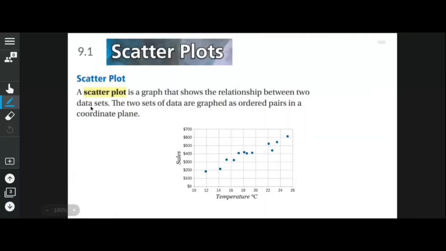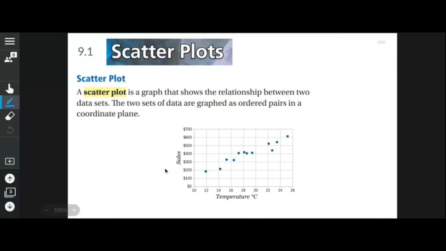A scatter plot is a graph that shows the relationship between two data sets. And those data sets are over here and over here. It's bimodal, not biowner, bimodal. There's two different things going on.